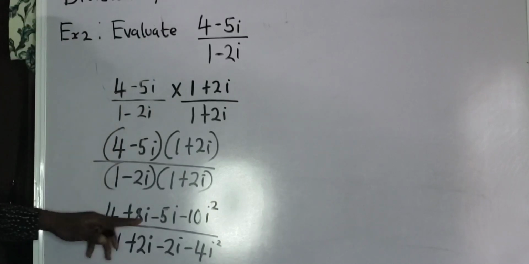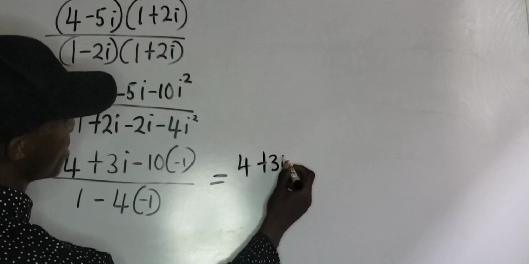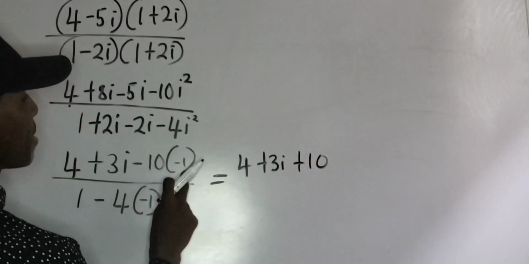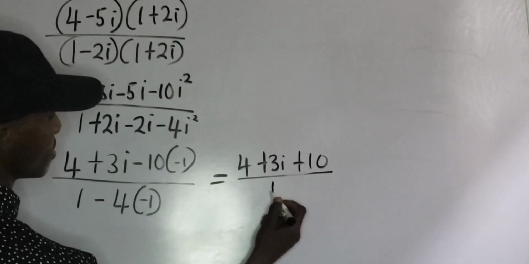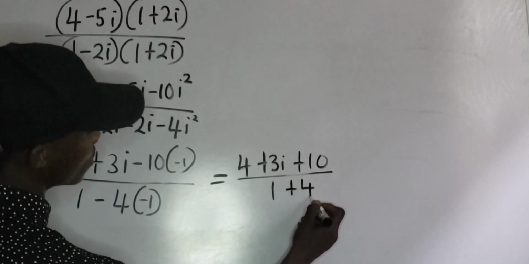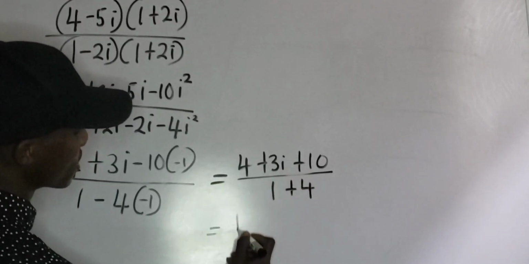So now, collect like terms. This will be 4 plus 3i plus 10, because minus 10 multiplied by minus 1 is plus 10, all over 1 minus 4 multiplied by minus 1, that is plus 4. So I'm going to have 4 plus 3i plus 10, that is 14.